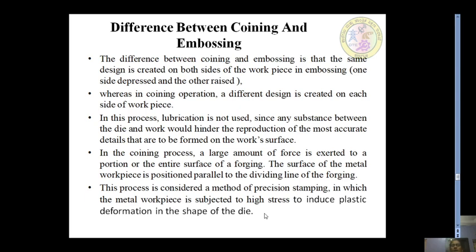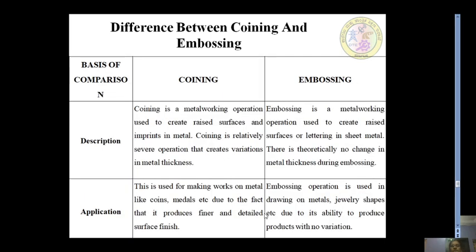In coining, a large amount of force is exerted on a portion of or the entire surface of a forging. The surface of the metal workpiece is positioned parallel to the dividing line of the forging. This process is considered a method of precision stamping in which the metal workpiece is subjected to high stress to induce plastic deformation. So description wise and application wise we have the difference between coining and embossing.